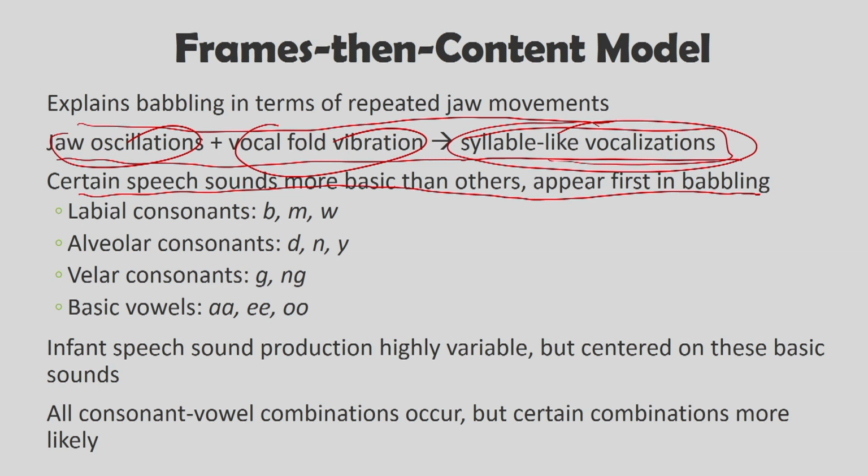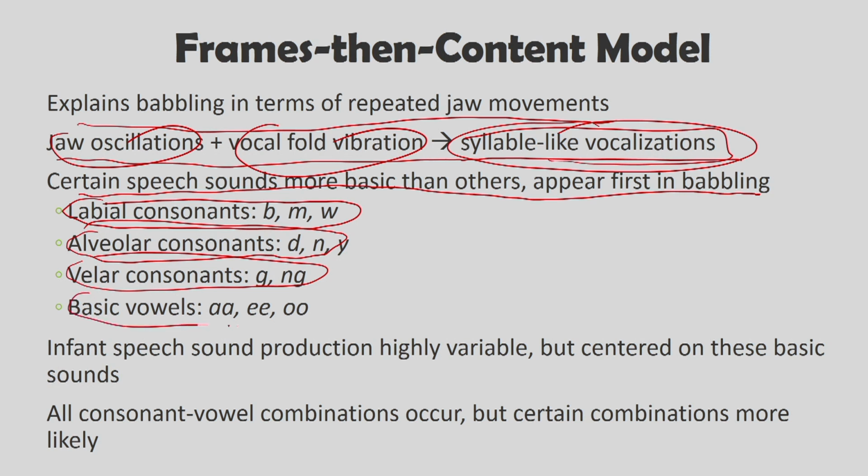The model also stipulates that certain speech sounds are more basic than others, appearing first in canonical babbling. For example, the labial consonants B, M, W, the alveolar consonants D and N, the velar consonants G and NG, and the basic vowels AH, EE, OO, can be produced by infants. Nearly all languages make use of consonants produced with the lips, which are B and M, the tip of the tongue, which are D and N, and the back of the tongue, which are G and NG. Since this is common to all languages, all infants are able to produce these speech sounds. Now, all languages distinguish vowels based on tongue position: front EE, central AH, and back OO. As we have shown, basic vowels are also produced.